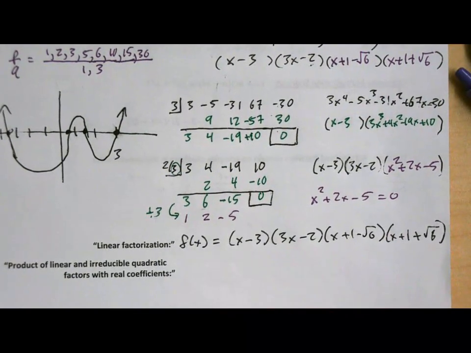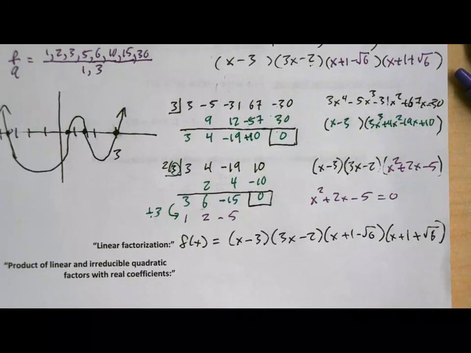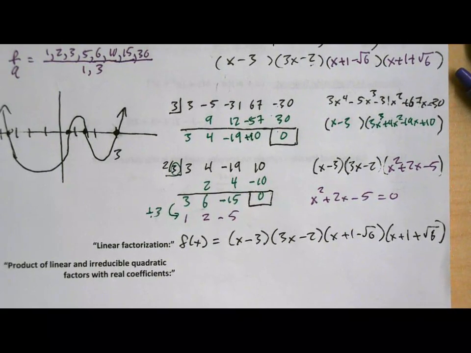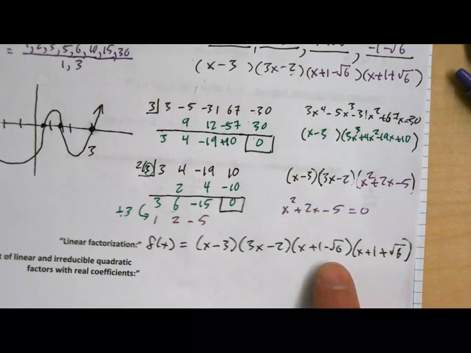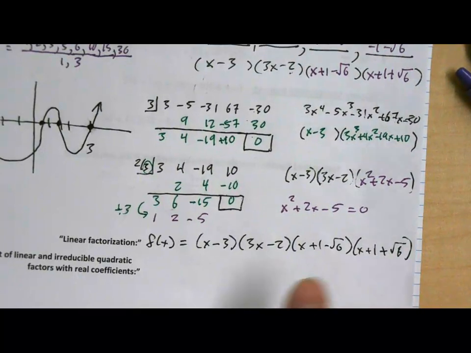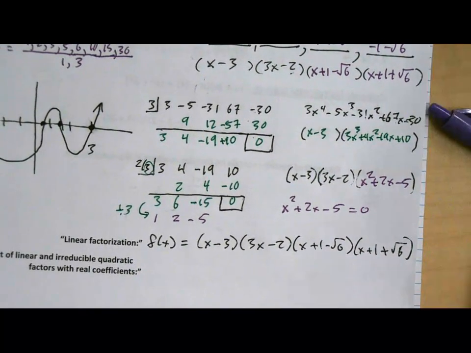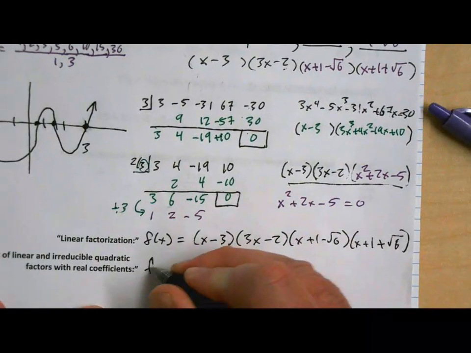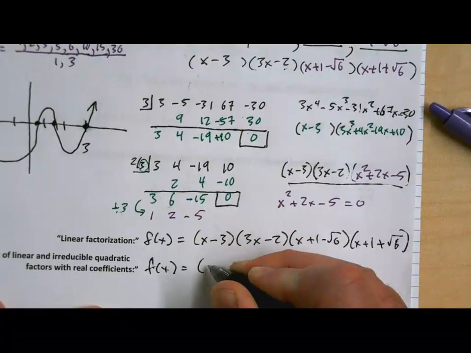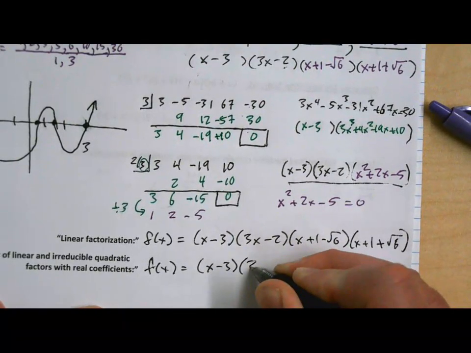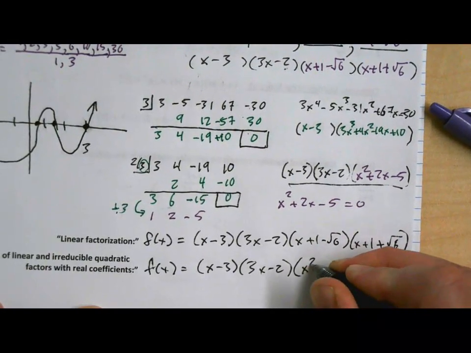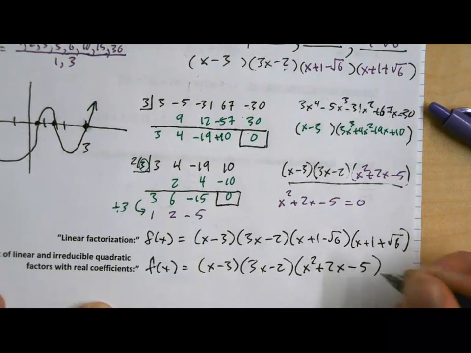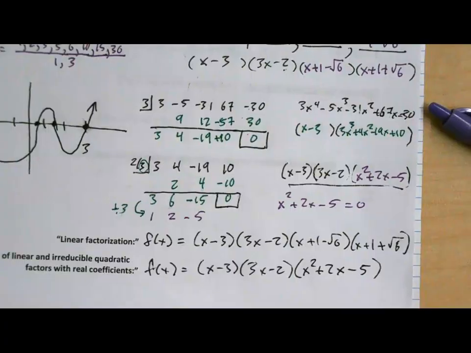If, on the other hand, they ask for a product of linear and irreducible quadratic factors with real, I think it says rational coefficients. Irreducible quadratic factors means they don't want anything with radicals in it. So the version they're looking for here would be what we had up here. So x minus 3, 3x minus 2. And this thing's irreducible. It's not factorable. So we would give that answer.